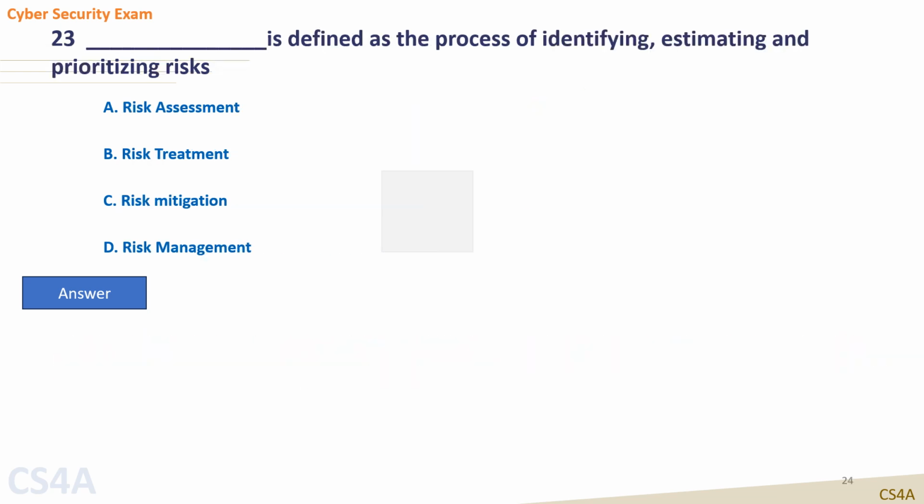So here the question is, which is defined as a process of identifying, estimating, and prioritizing risk? Assessment. So that's a correct definition of risk assessment. And risk treatment, risk mitigation and risk management are not related to the identification, estimation, and prioritizing. So the answer is A.